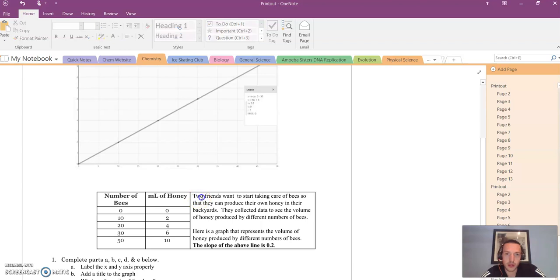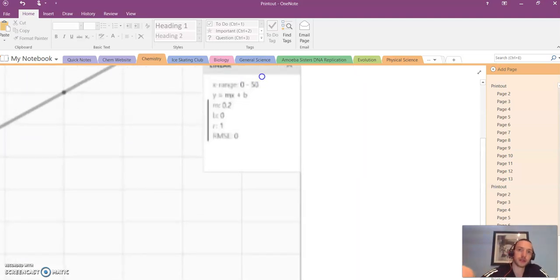It says two friends want to start taking care of bees so that they can produce their own honey in their backyards. They collected data to see the volume of honey produced by different numbers of bees. Here is a graph that represents the volume of honey produced by different numbers of bees. The slope of the above line is 0.2.